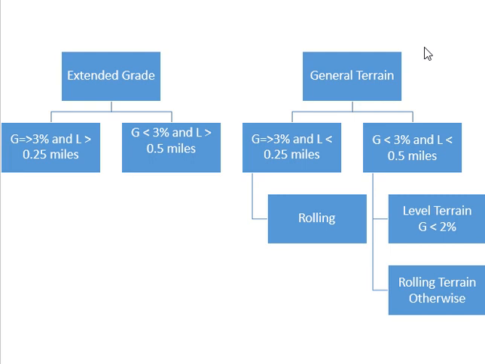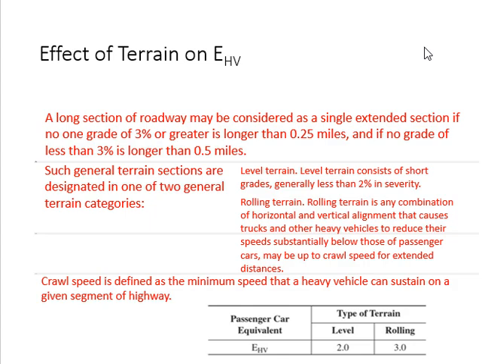If your gradient is less than 2, it is level. Anything else, it is rolling. Clear? So first check these two conditions. If you don't fulfill it, then you come here and just look at the gradient. Gradient less than 2, level. Something else, rolling. Got it? Going back to my example, 4% gradient, 0.1 mile length. Level or rolling? Rolling, right? Clear?